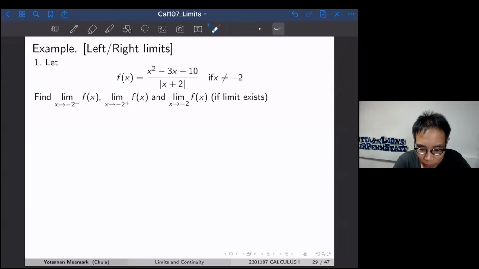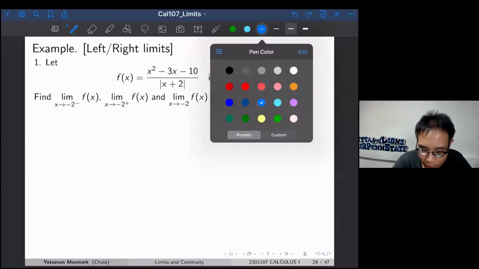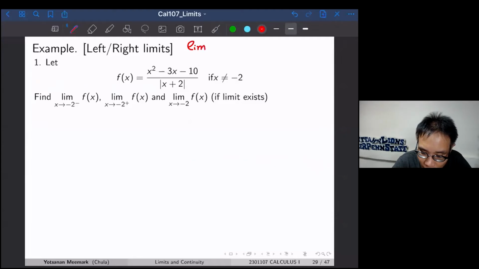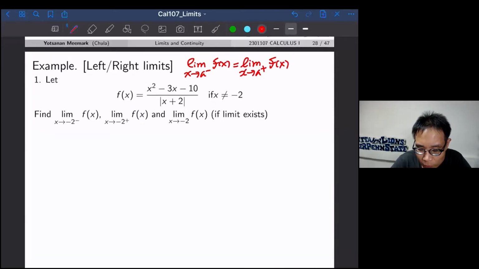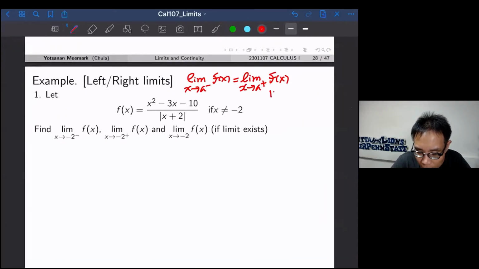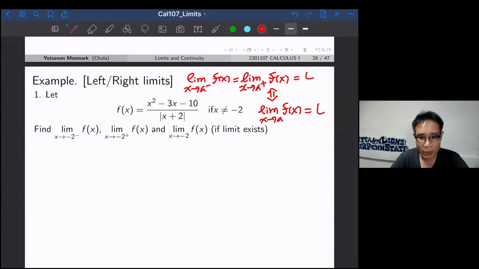We learned before that when we have the limit on the left. Let me just write this one down. The limit as x goes to a from the left of f(x) equals the limit as x goes to a from the right of f(x). This implies that the limit as x goes to a of f(x) exists and equals the real number L.